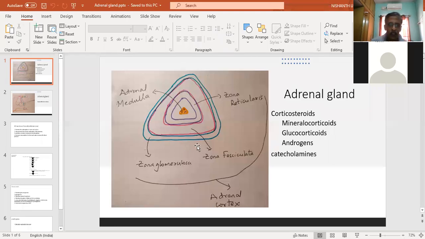Okay, then you can see this adrenal gland. You just go through the structure of the adrenal gland.